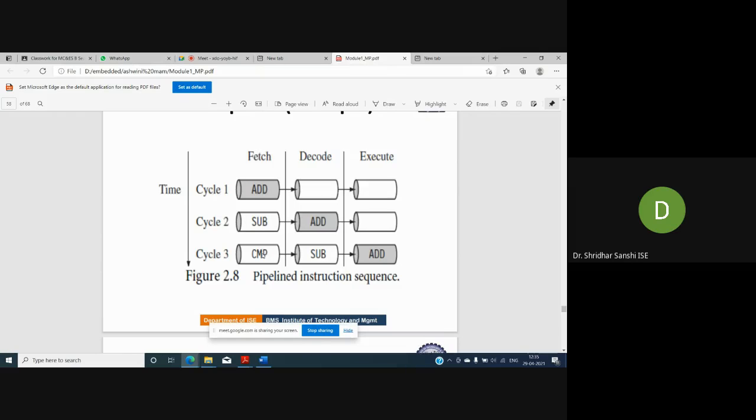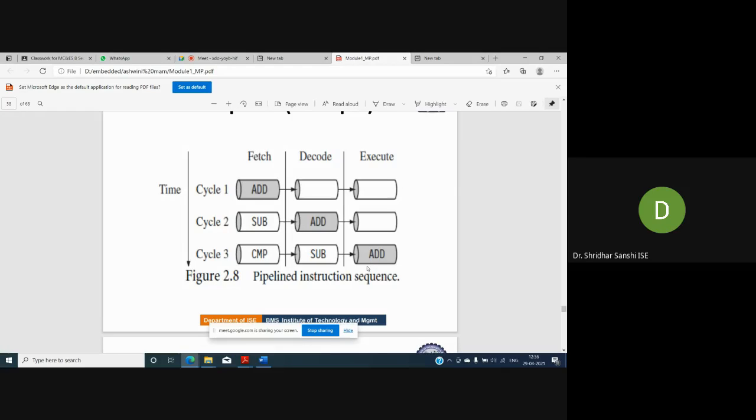Fine. You understood what is happening here? Yes, sir. Okay. See, once this add instruction is executed, since it is the first instruction fetched, it will be executed when it comes to the third cycle. Okay, third cycle. But once the pipeline is filled, for every cycle one instruction will be executed.